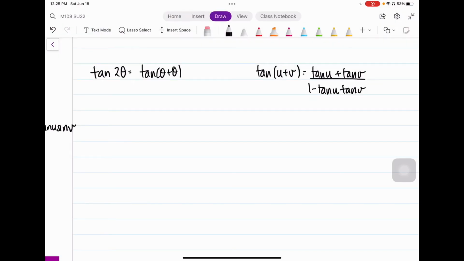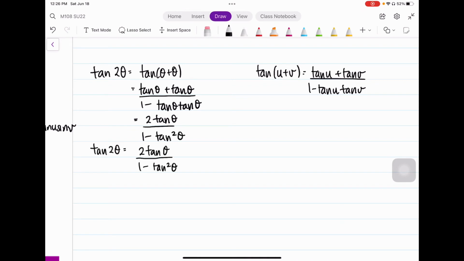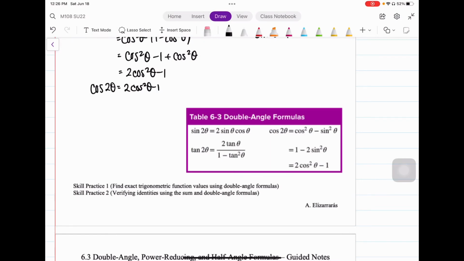For the double angle formula for tangent, we are going to use the tangent sum formula, where again u and v are theta. That gives us the tangent of theta plus the tangent of theta over 1 minus tangent of theta, tangent of theta. Simplifying, we have 2 tangent theta over 1 minus tangent squared theta. Here are the double angle formulas for sine, cosine, and tangent.